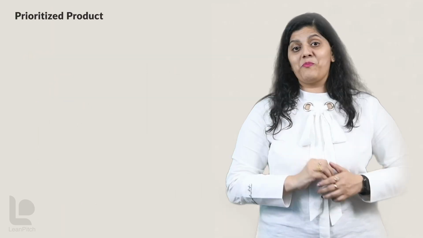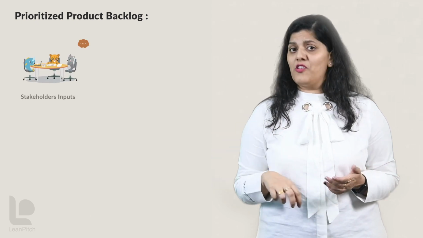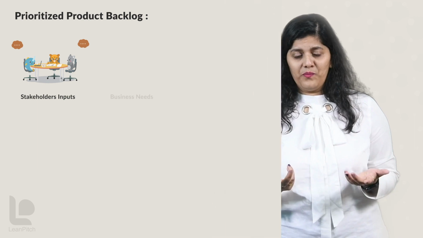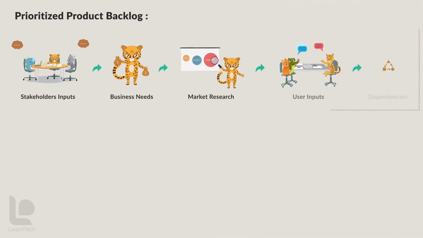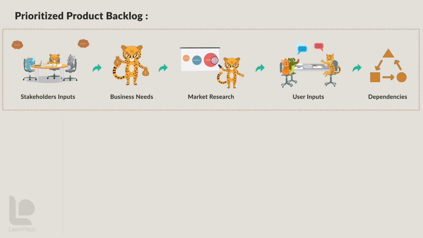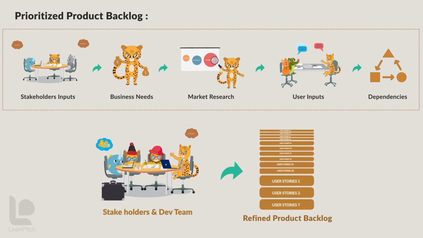One of the inputs for sprint planning is the prioritized product backlog. Based on the feedback that is received from the stakeholders during the sprint review, the business needs, market conditions, user inputs, dependencies, etc., the product owner works with the stakeholders and the development team continuously and creates a refined, sized, and prioritized product backlog with the essential product backlog items on the top.